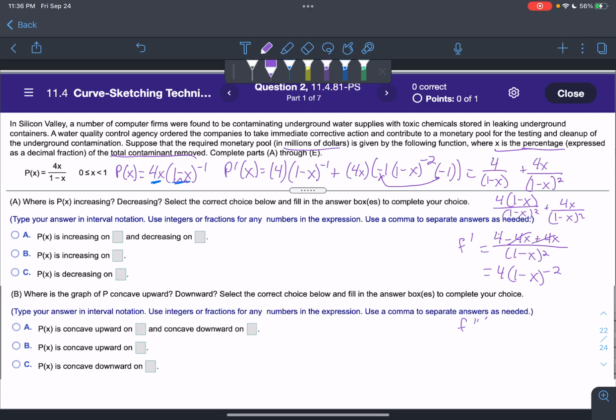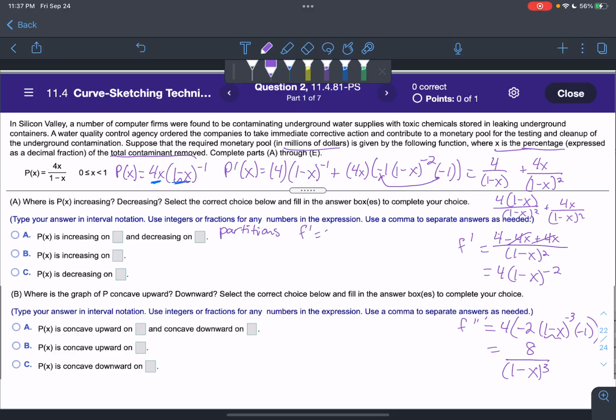So f double prime: 4, bring that power down, 1 minus x, subtract 1 from the power, so that's 3, and then multiply by the chain rule, so again -1. So that gives me a positive 8 over 1 minus x cubed. All right, and I think that looks good. So now let's finish it off and find partitions for both.